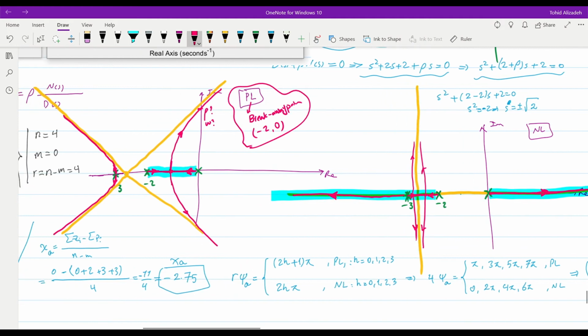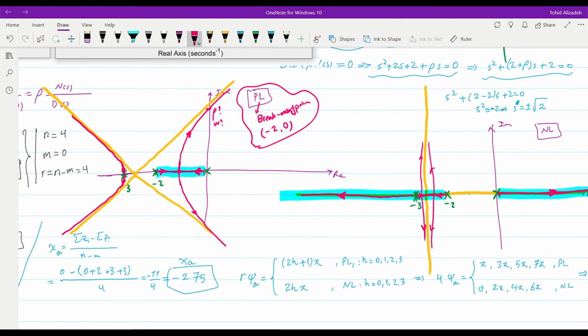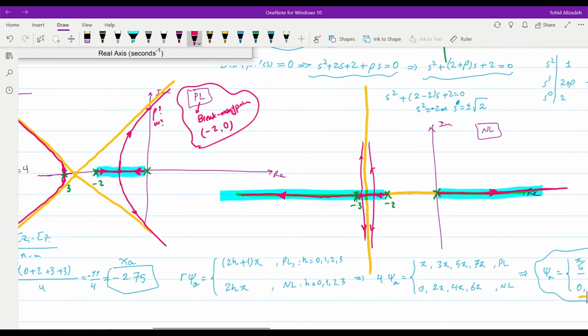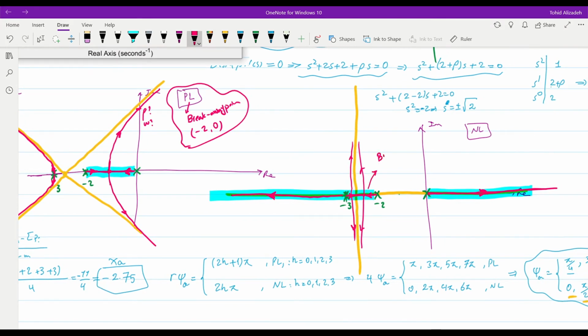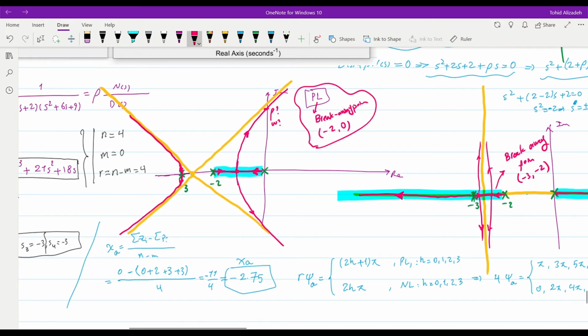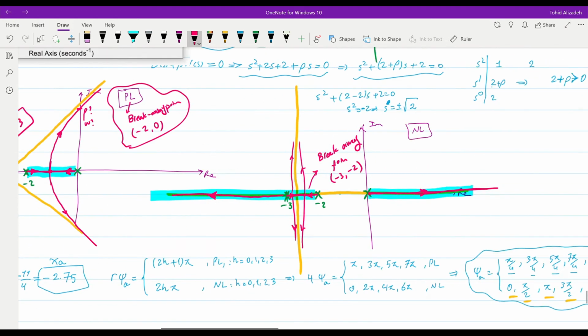Okay, so the next step would be finding out the breakaway point for the positive locus and the breakaway point for the negative locus. We know that for the negative locus, it will be between -3 and -2. We also have another breakaway point at exactly -3. You can see it from here. s equal to -3 is already a breakaway point which is known to us.